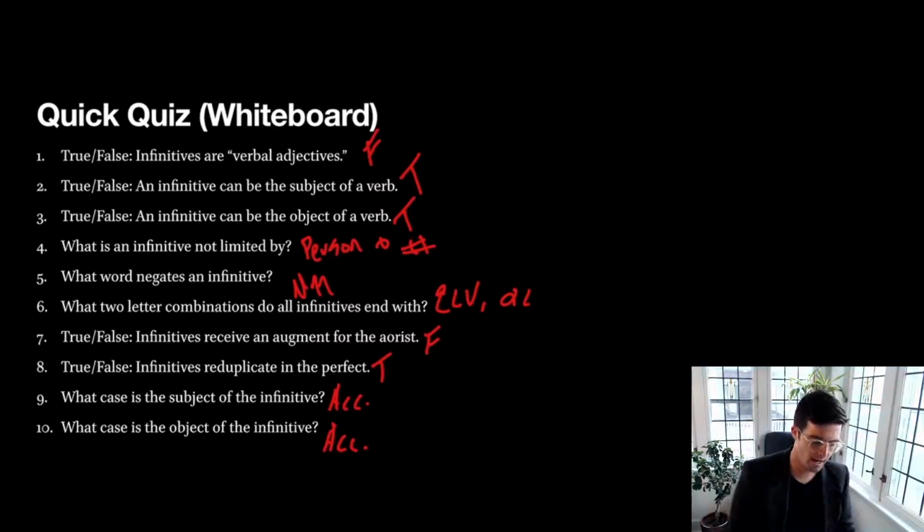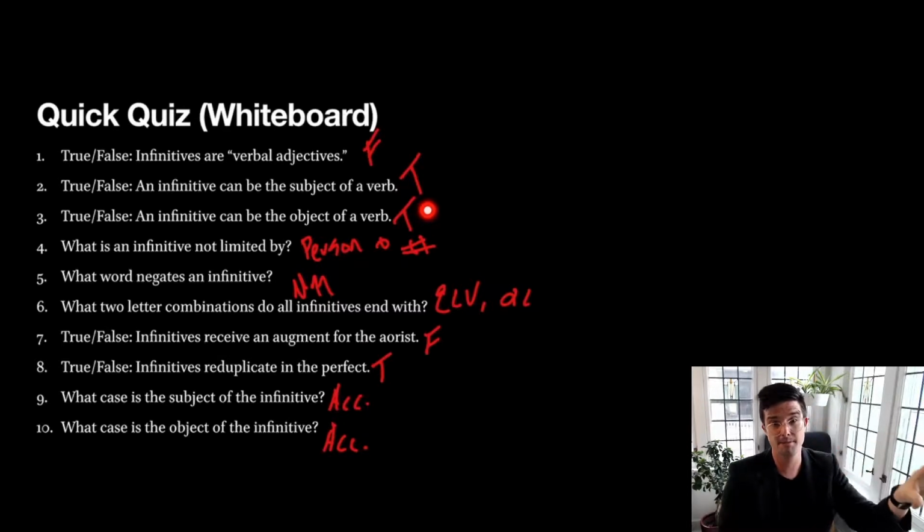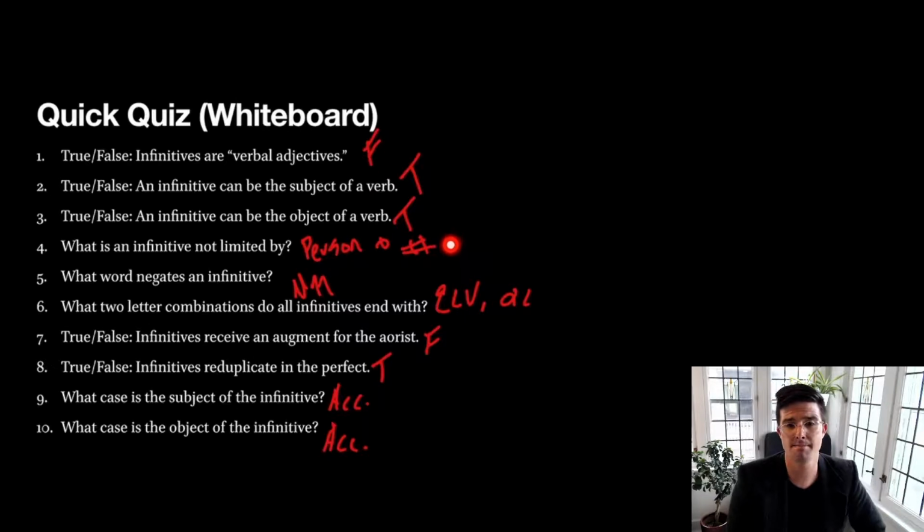Boom, well done. So what we have here: infinitives are verbal adjectives. This is false. Participles are verbal adjectives. Infinitives are verbal nouns. The importance of labeling it a verbal noun is to help us remember these facts right here, that an infinitive can be the subject of a verb and it can be the object of a verb. So like a noun, an infinitive can be the subject of another verb or the object of another verb in the sentence. The infinitive is not limited by person and number.